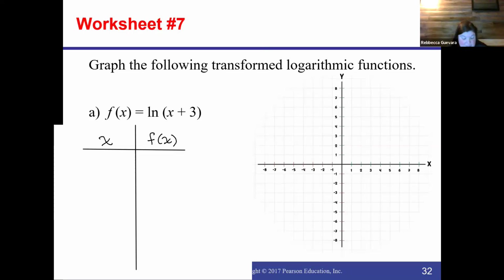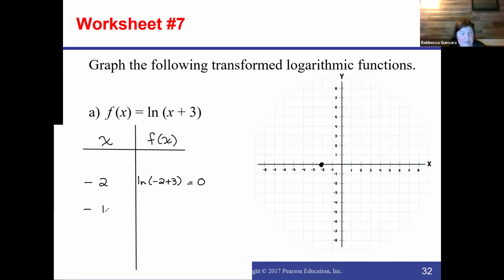So for number 7, like I said, because I can put a log or a natural log into my calculator, we're just going to try some points. So let's try negative 2. If I put in negative 2, the natural log of negative 2 plus 3 is going to be the natural log of 1, which is just going to be 0. So we have a point at negative 2, 0. Already we're kind of graphing in a weird spot.